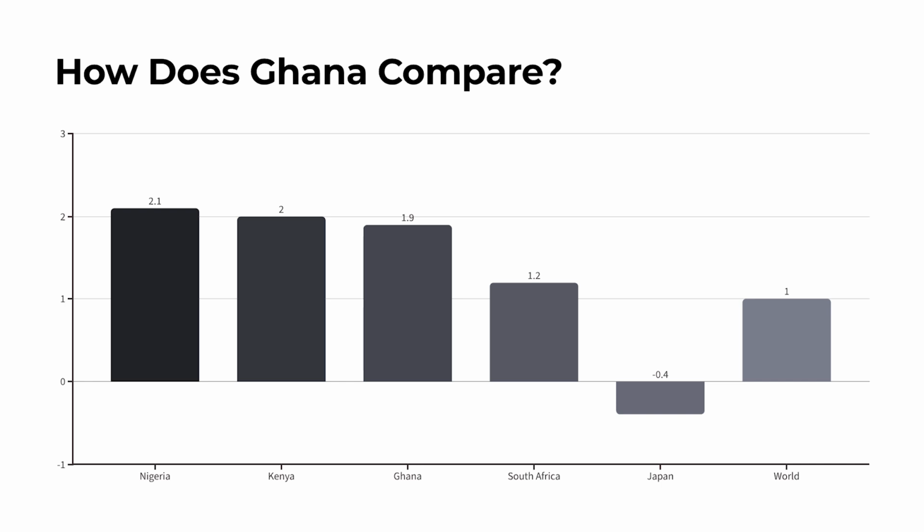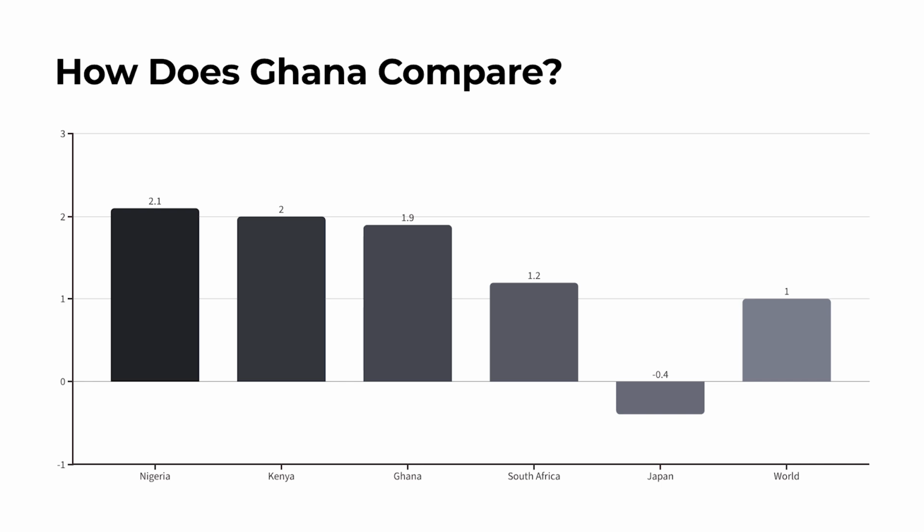South Africa, however, grows much more slowly, only about 1.2%. And look at Japan. Its rate is negative, minus 0.4%. That means Japan's population is actually shrinking over time. On average, the world's growth rate is around 1%. So Ghana's population is growing faster than the world average and much faster than in many developed countries. This tells us that countries at different stages of development experience population changes at different speeds.